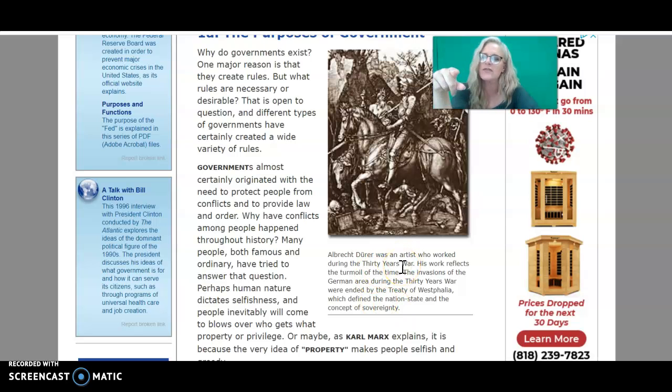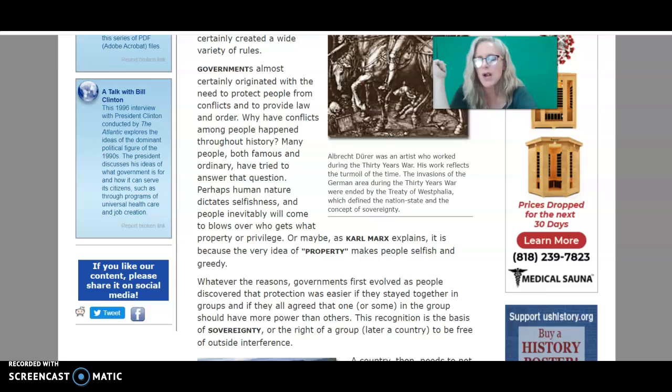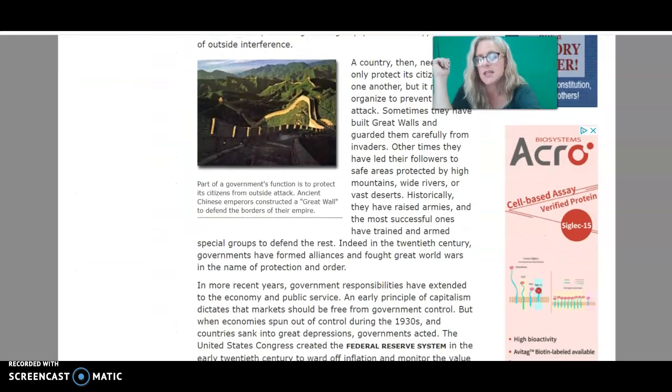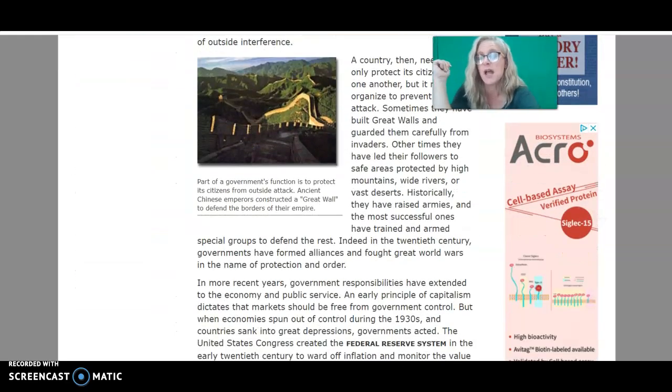And then we have governments, Karl Marx, property, sovereignty, another picture of the Great Wall of China. Part of the government's function is to protect its people. If it says part of the government's function is to protect its citizens, automatically in our brain, would that be a central idea or a key detail? A lot of times the pictures and the captions that go with the pictures are not central ideas, but they are clues, really, really big clues to the key details of the story.